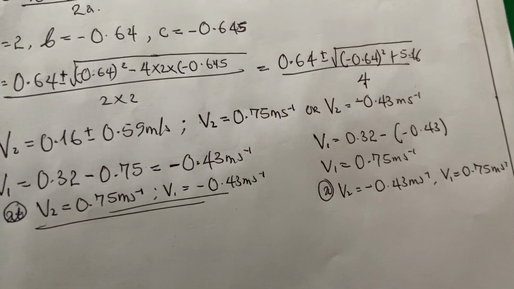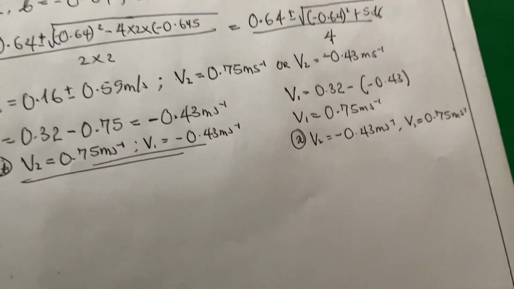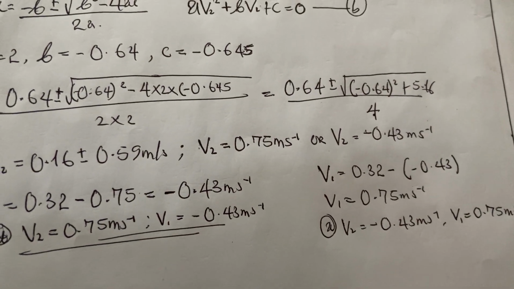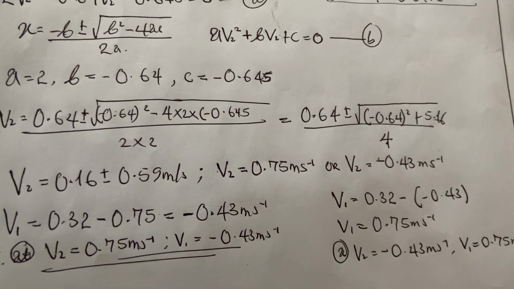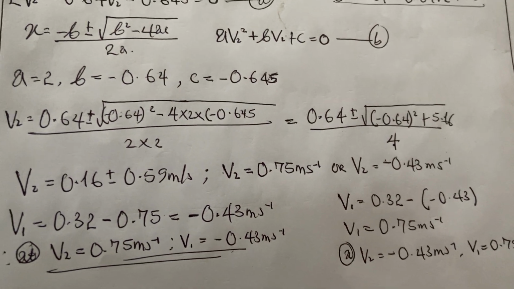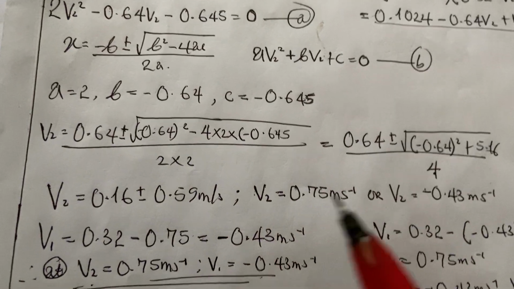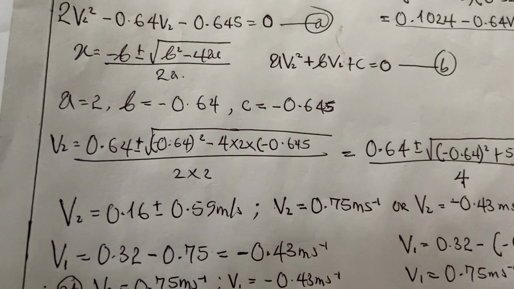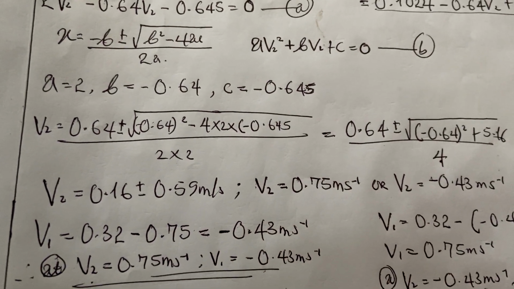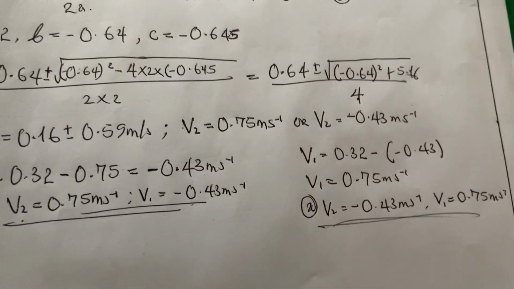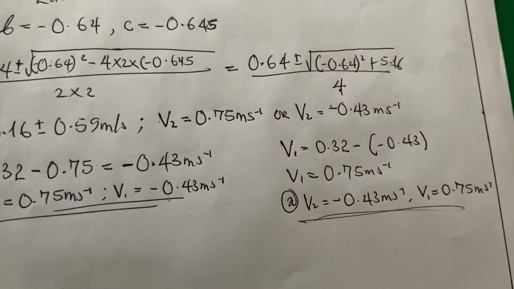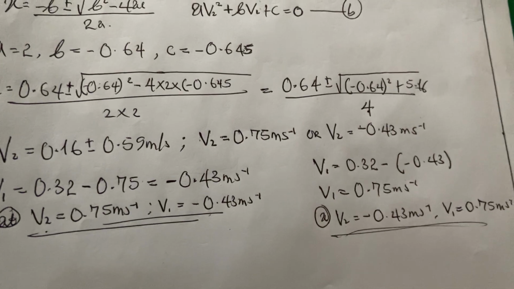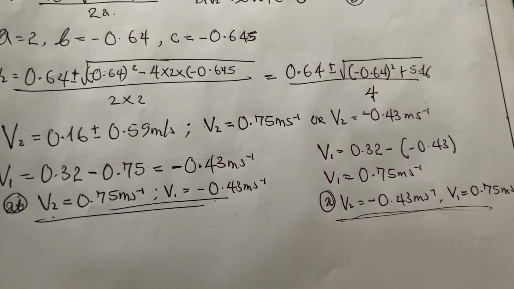So actually we can't choose the two values. We need to discard one. We are going to be picking v1 equals minus 0.43 meter per second, and v2 equals 0.75 meter per second. We are going to discard the second one. The reason why we're discarding it is because from the values we have, v2 as minus 0.43 meter per second and v1 as 0.75 meter per second, it implies that the balls continue unchanged. That is to say, there is no collision. Collision did not occur at all.